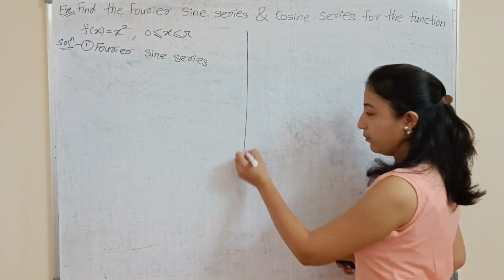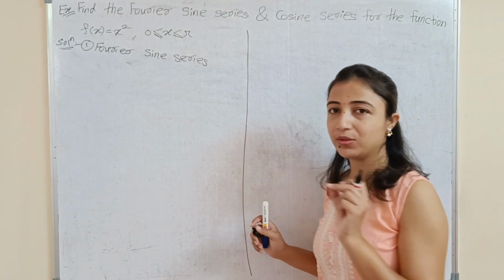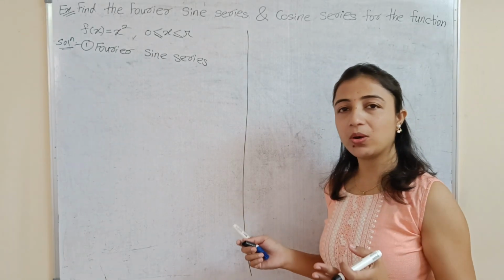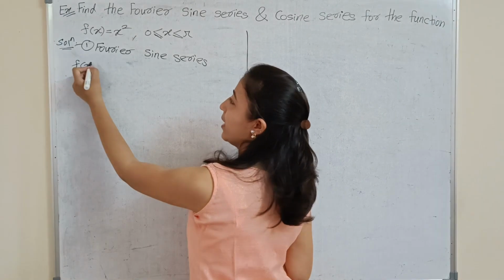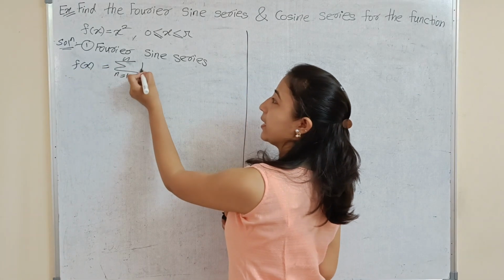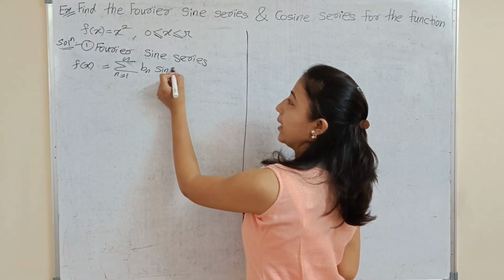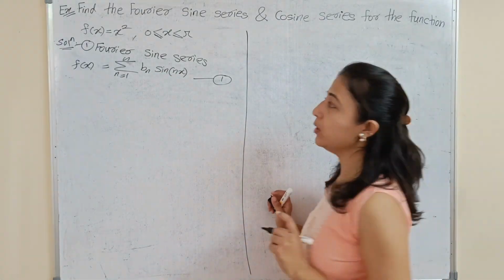So first we find the Fourier sine series, and we know that Fourier sine series means we only need to find Bn. An and A0 are 0 there. So the Fourier sine series for the function f of x is the summation, n varies from 1 to infinity, of Bn sin nx. Consider this the Fourier sine series formula, equation 1.